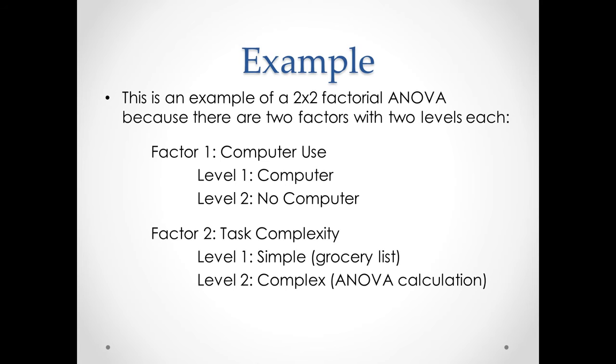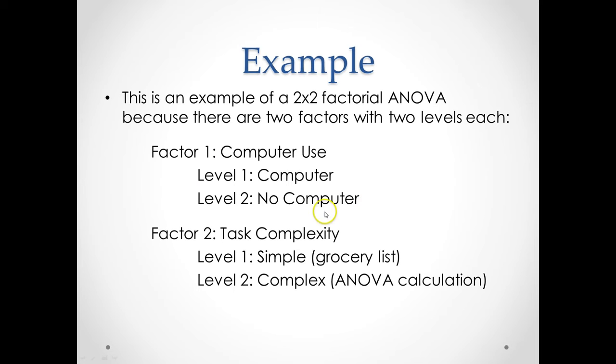This would be an example of a 2 by 2 factorial ANOVA, because there are two factors with two levels of each. So the first factor is computer use. The second factor is task complexity. Both of these are independent variables. They're both categorical independent variables, and each one has two levels. With computer use, you could either use the computer or not use the computer.